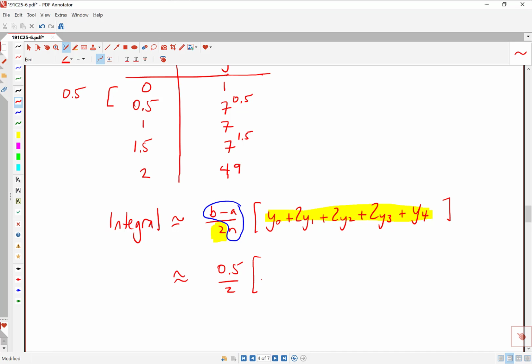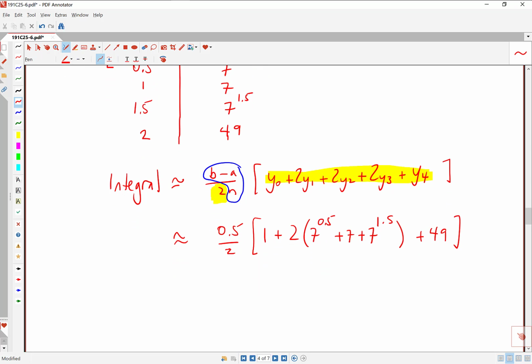And then in the brackets, our outside numbers are 1 and 49. And then our 3 inside y values are multiplied by 2. So you could say plus 2 times and then give yourself brackets. 7 to the 0.5 plus 7 to the 1.5. And that way you've got something that's fairly easy to type into your calculator.